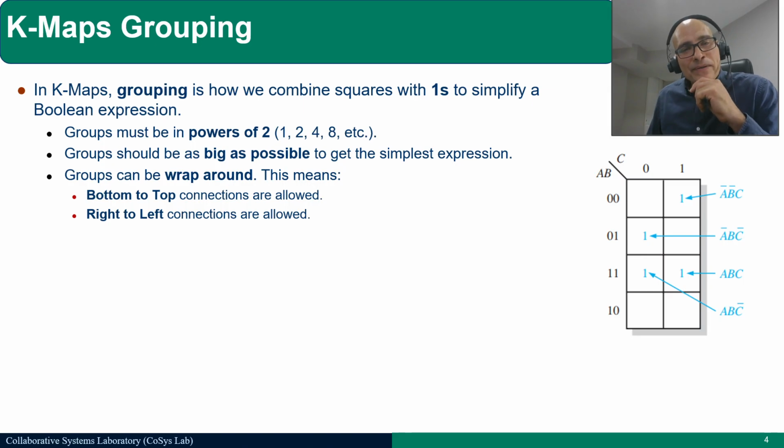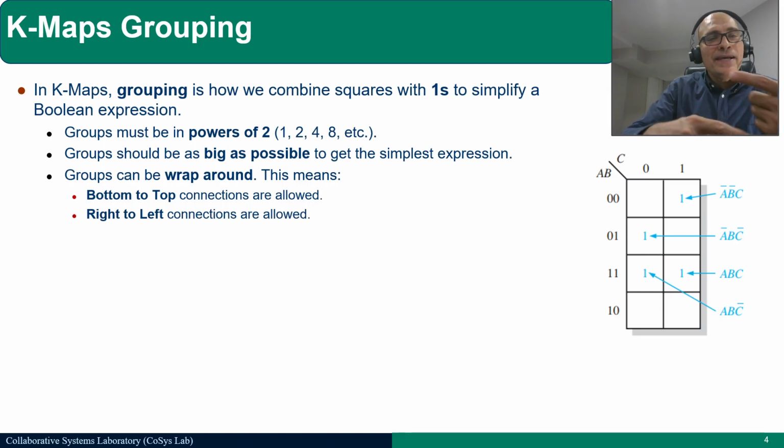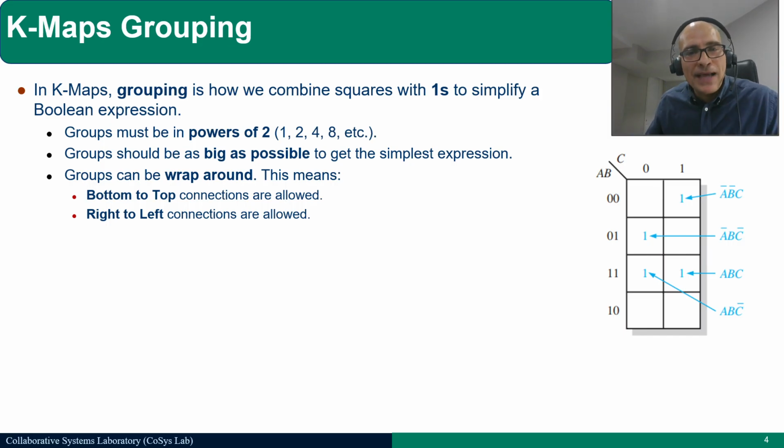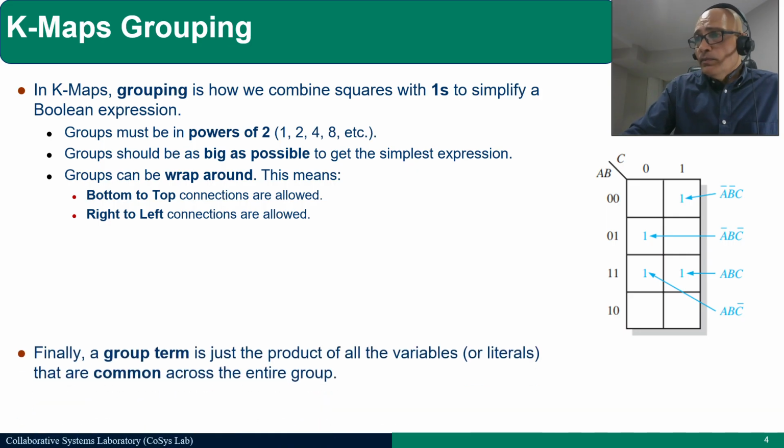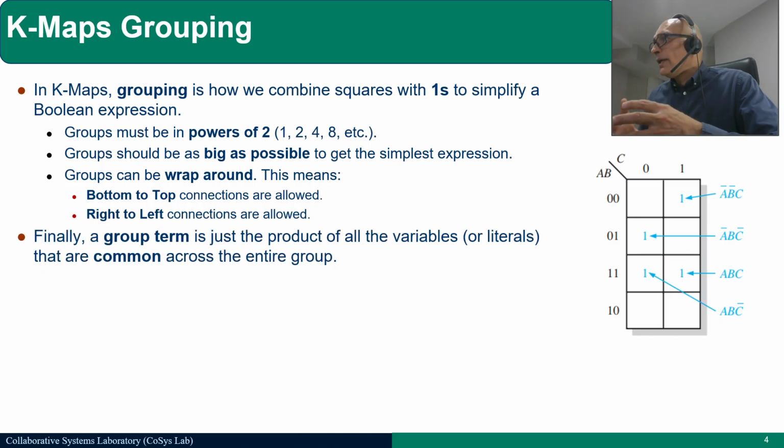Also, another good rule about groups is that groups can wrap around. For example, squares in here and here are also considered neighbors. So if there is a one here and a one here, we can group them together. That's called wrap around squares. So how can we find the group term? We just need to look at the group and find all the variables that are common across the entire group.